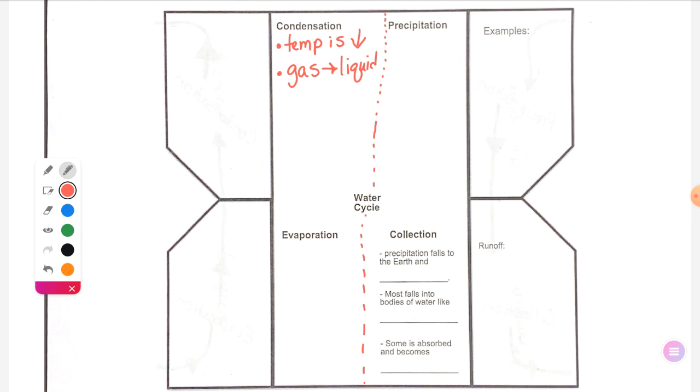What is our gas? What is our liquid? Our gas is the water vapor, liquid is the water. Yeah, so it's a gas turning to a liquid, but more specifically, it is water vapor turning into what? H2O. Water. Yep. So the temperature is decreasing for condensation to occur. It's a gas turning into a liquid, but more specifically, it's water vapor turning back into water.